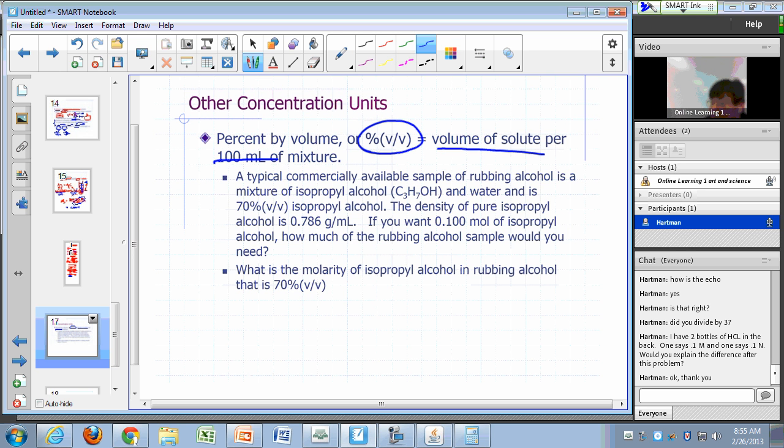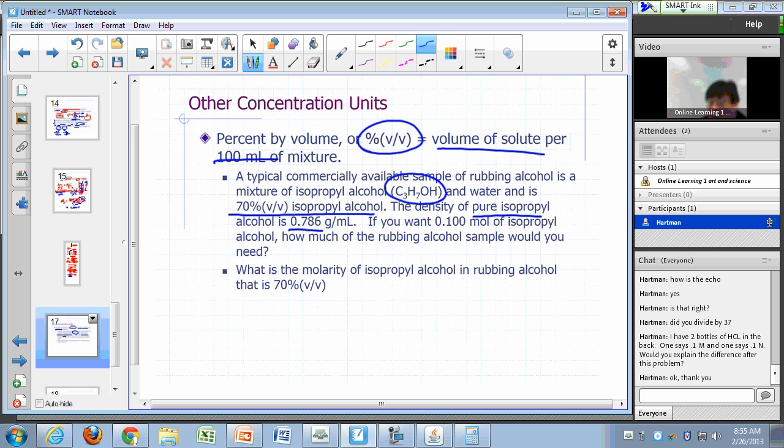Here's an example. Typical rubbing alcohol is going to be labeled 70% isopropyl alcohol, and this is the formula for isopropyl alcohol. The rest of that is water. Technically speaking, it is the alcohol that's the solvent here, but it doesn't really matter since you have a homogeneous solution. Let's say the density is given to you, 0.786 grams per mL.